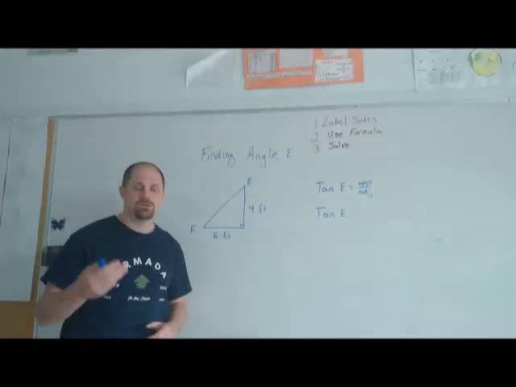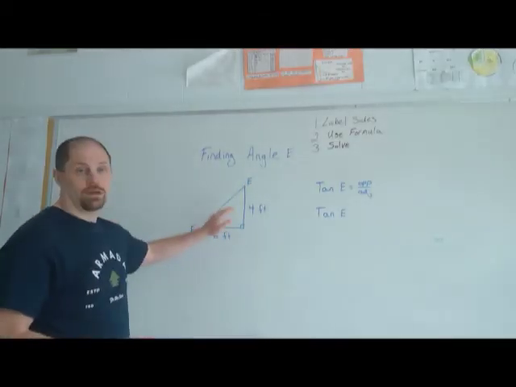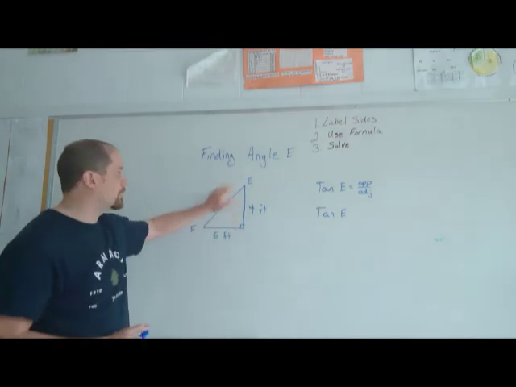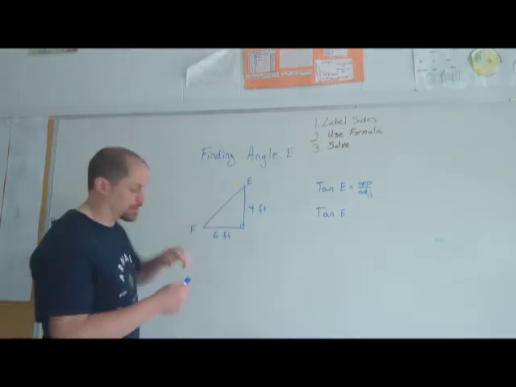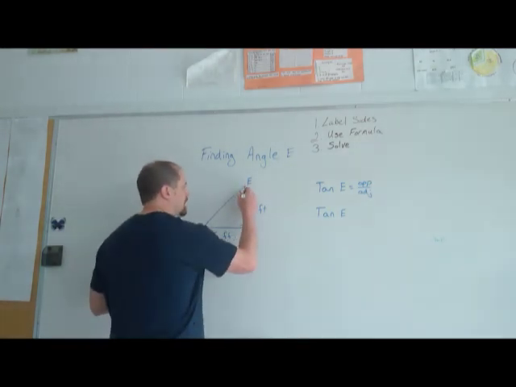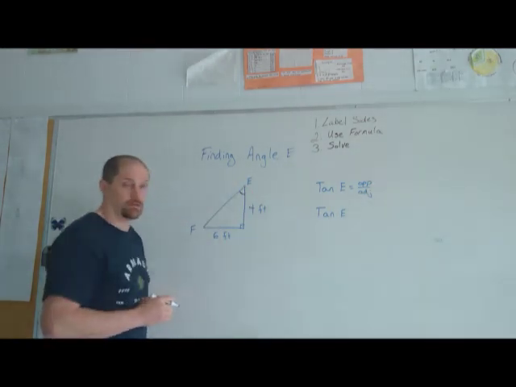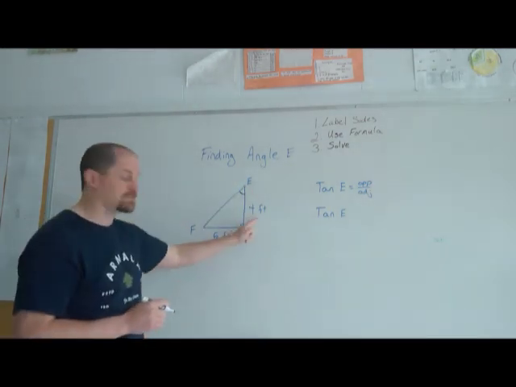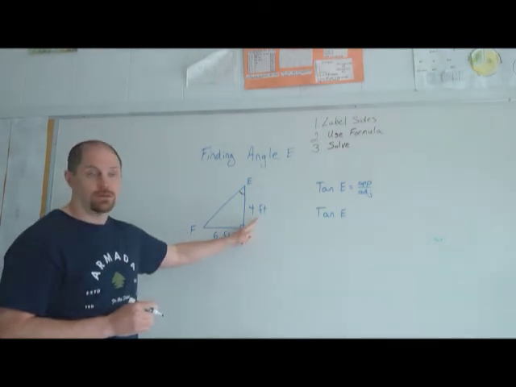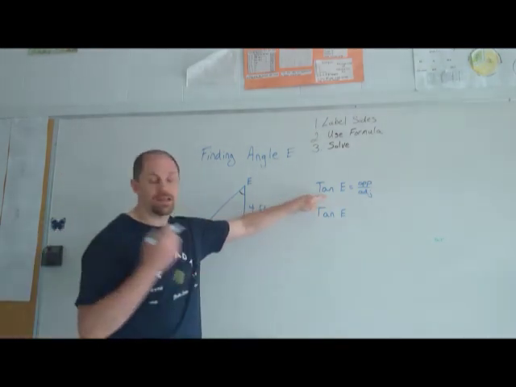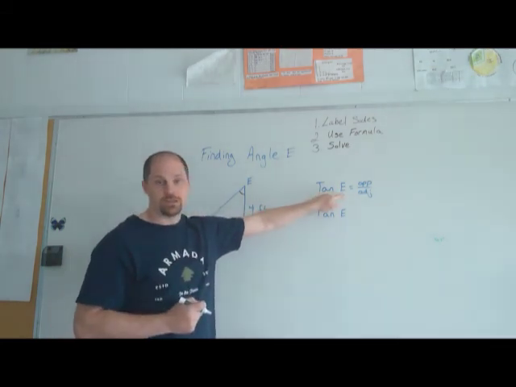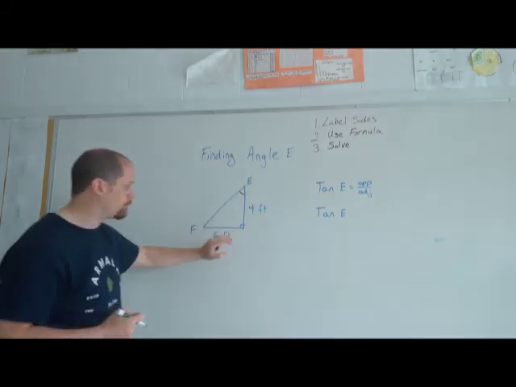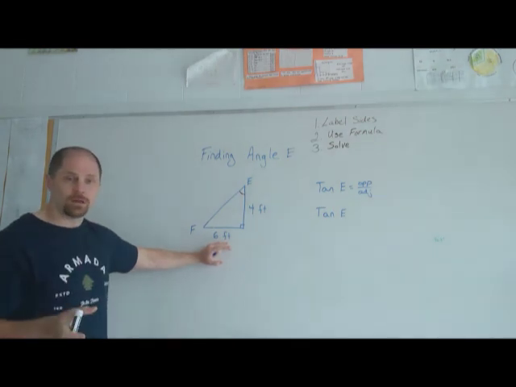So now we want to use the algebra we've learned with a triangle problem. In this case, they are asking us to find angle E, which is this angle up here. And I'm going to make a little curve here just to emphasize this is what I want to find. Now I'm given two sides, 6 feet and 4 feet. So I'm going to go to my formula, and I know it's going to be tangent of the angle is opposite divided by adjacent.